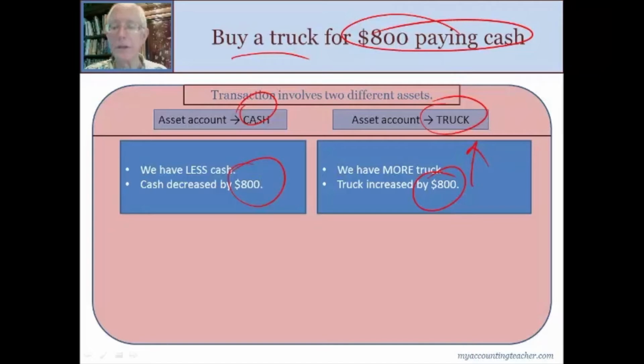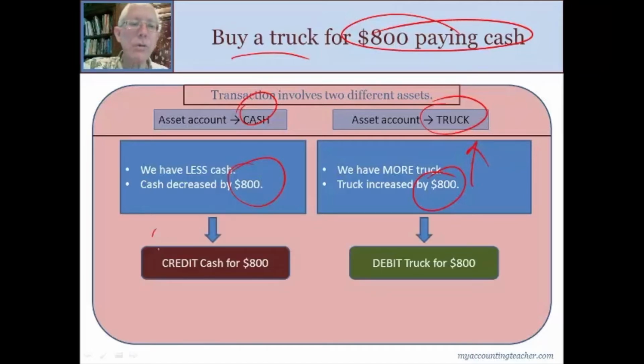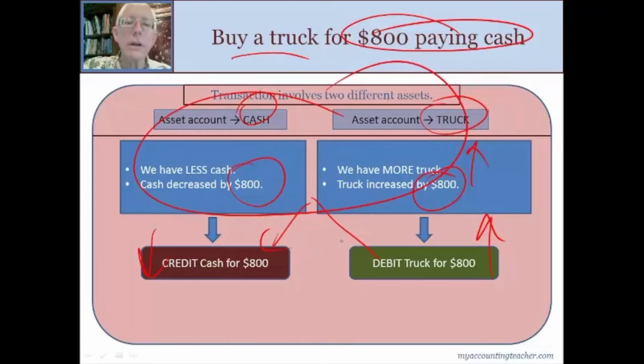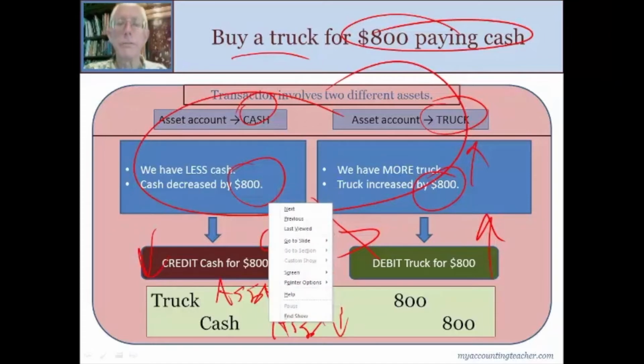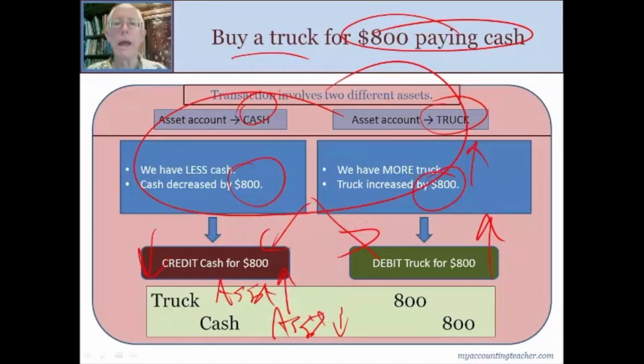Let's convert that now into debit and credit language. Cash goes down with a credit. When we're talking about an asset, assets go down with credits, whereas truck, also an asset, goes up with a debit. So we've translated our analysis into the debit and credit language. And finally, we put it all together into that journal entry with the debit first, credit second, credit is indented. This means that the asset truck went up with a debit, and this means that the asset cash went down with a credit. Asset truck up, asset cash down.